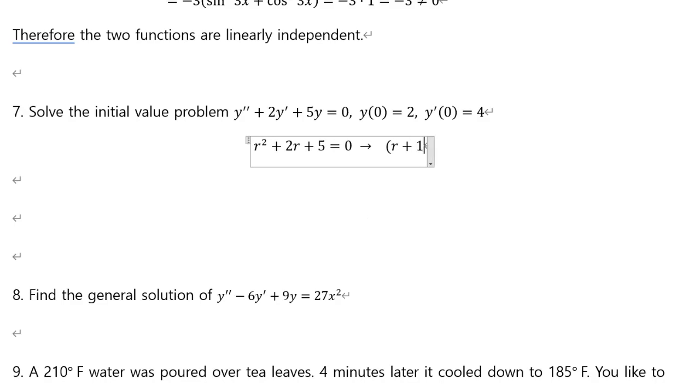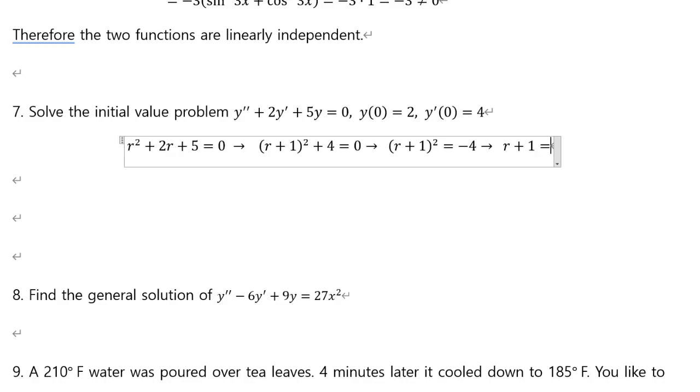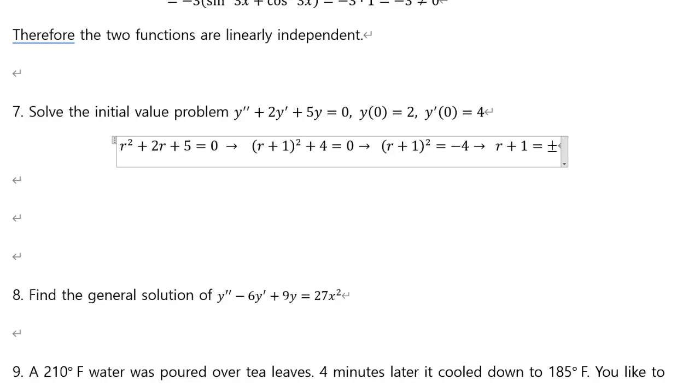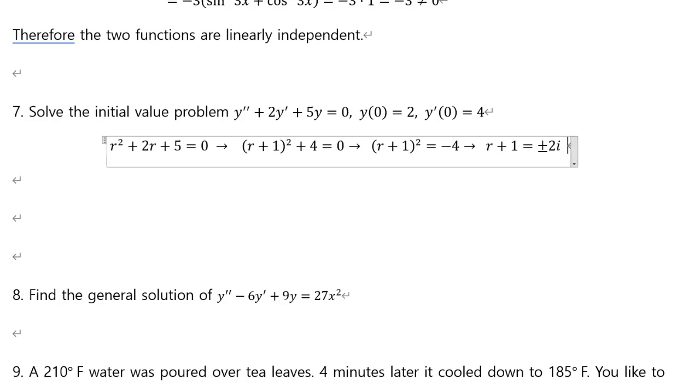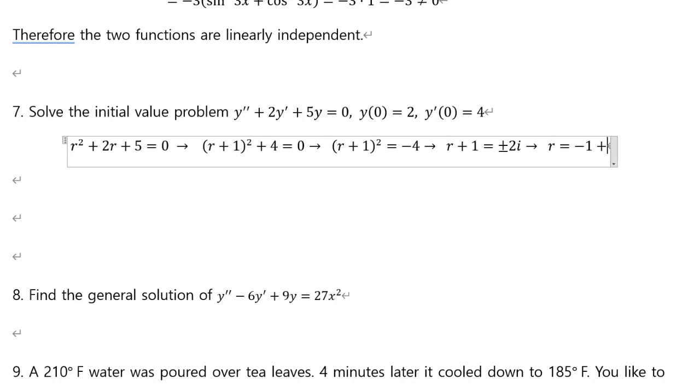So you get (r plus 1) squared plus 4 equals 0, which means (r plus 1) squared is equal to negative 4. And taking the square root of both sides, you get r plus 1 equals the square root of negative 4, which is 2i, because taking the square root of negative 1 gives you i, right? So you end up with plus or minus 2i, which says that r is equal to negative 1 plus or minus 2i.